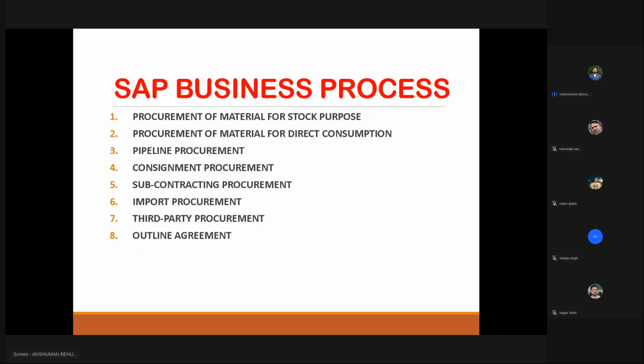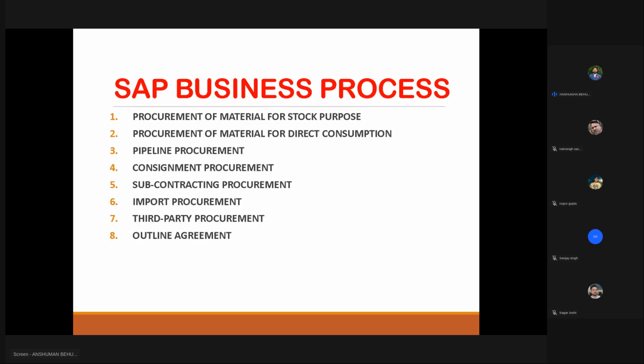Now the next one is an outline agreement. In the outline agreement we have two concepts: one is a contract, and one is a scheduling agreement. Like the name suggests, it is an agreement. Let's say you need a product for a longer period of time, for the coming 6 months or for the coming 1 year.